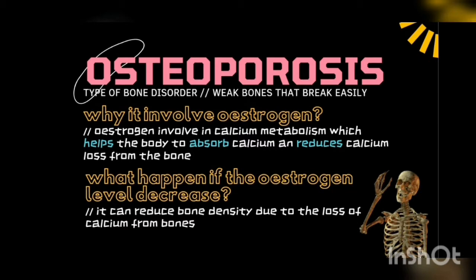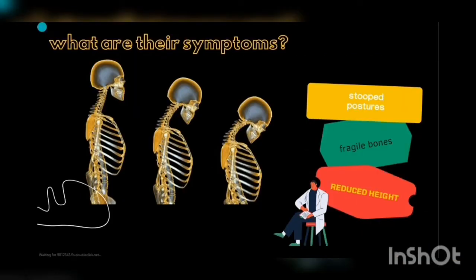So as we know, estrogen helps the body to absorb calcium and reduce calcium loss from the bone. So if the estrogen level decreases, the absorption of calcium will be low. Okay, what are osteoporosis symptoms? First, stoop posture, fragile bones, and it can reduce height too, due to the lack of calcium in bones.